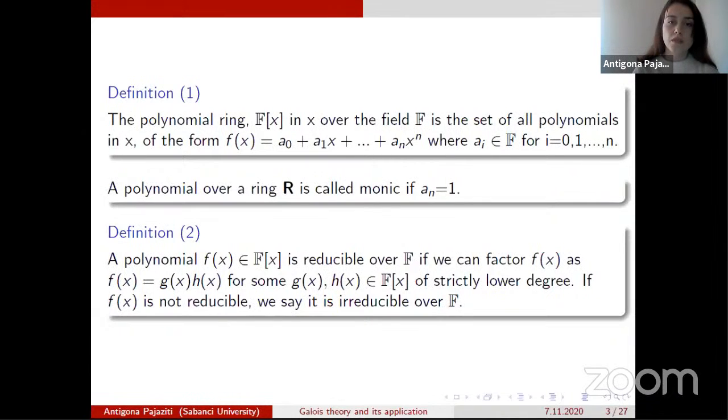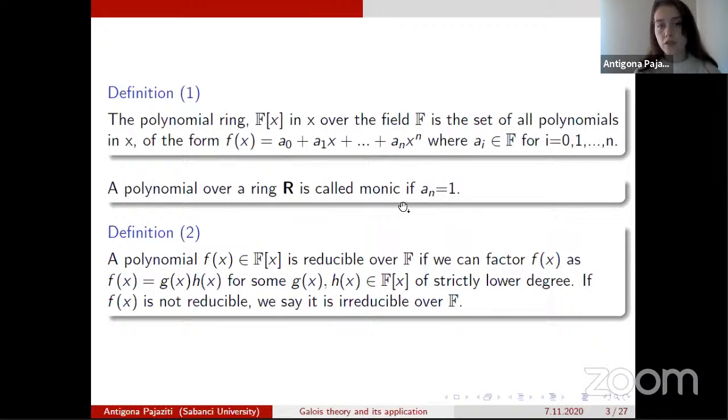First, I'm going to give you some definitions. A polynomial ring F adjoint x in X over the field F is the set of all polynomials in X of the form f of x equals a sub 0 till a sub n x to the n, where the constant terms are in our field F. If this constant a sub n is equal to 1, then our polynomial is called a monic polynomial.